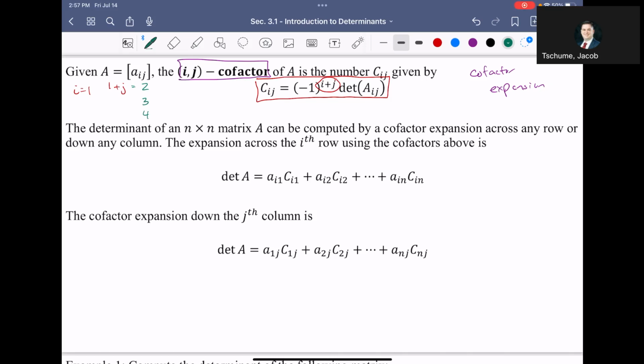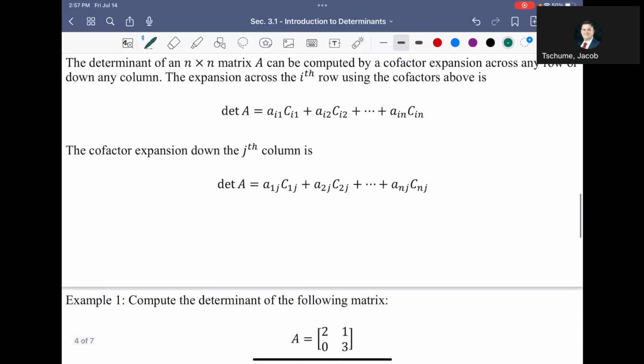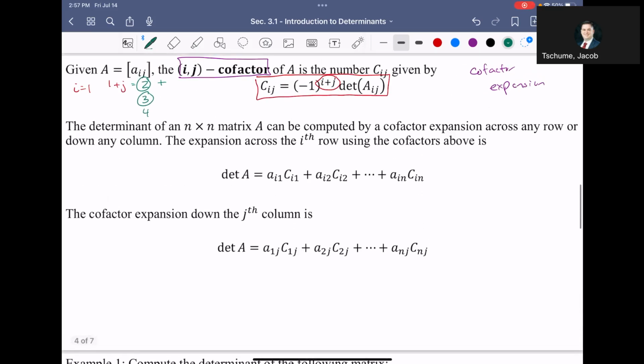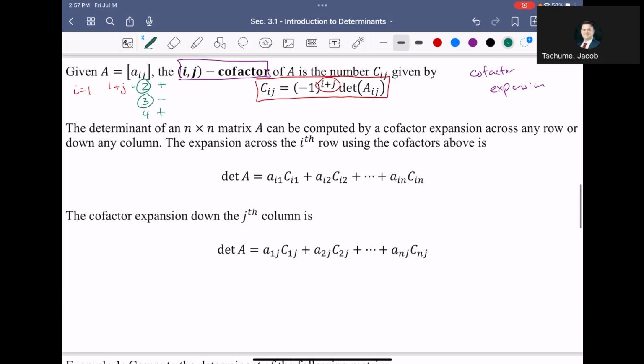Why that's important is because if you do -1 to the second power, that's going to be a positive 1. If you do 1 plus 2, you get 3. -1 to the 3 is -1. -1 to the 4 is +1. So that's where you get your alternating signs. You get a positive number, a negative number, and then another positive number, and it continues.